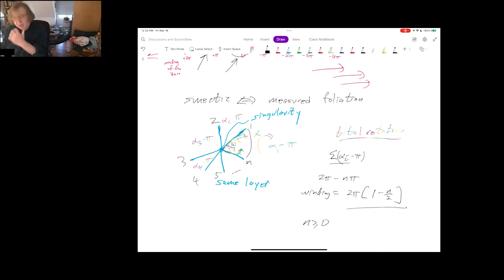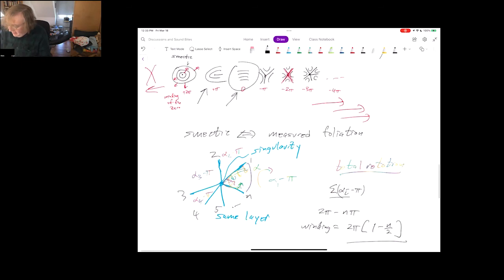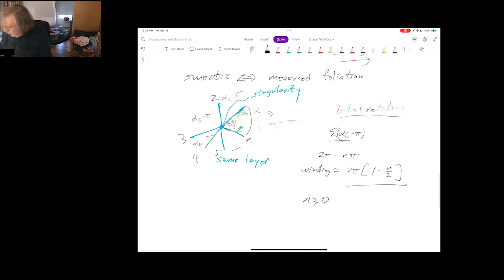You have to have some line come out. This is the case n equals 0. This is n equals 1. This is n equals 2. This is n equals 3, and so forth. Since n can't be negative, this means that the winding has to be less than or equal to 2 pi. And that's Poénaru's theorem.